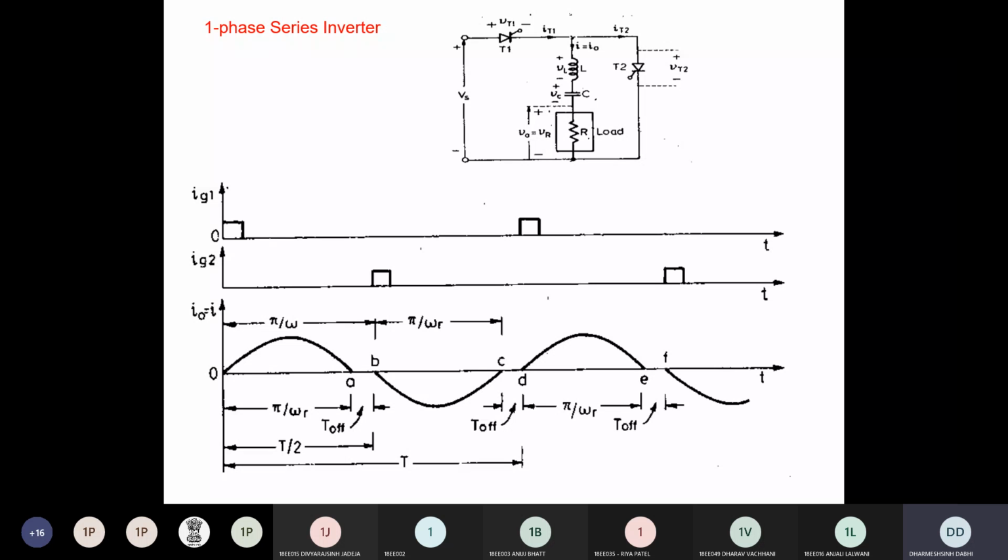Clear? So whenever you switch T1 and T2 on and off, what will happen? You can see that your output is not a pure sine wave. Clear? So to remove the harmonics from this output current and limit the source current, you require the inductor. Clear? As you know, the property of inductor is that it opposes the rate of change of current.